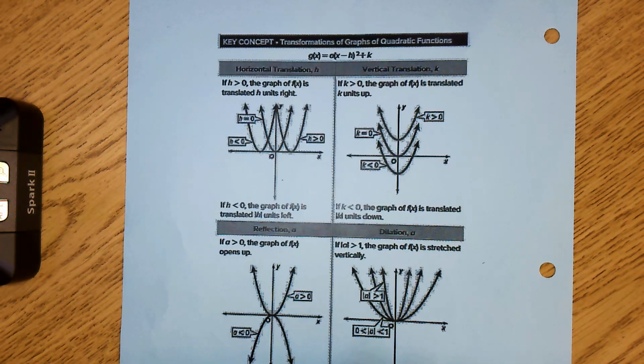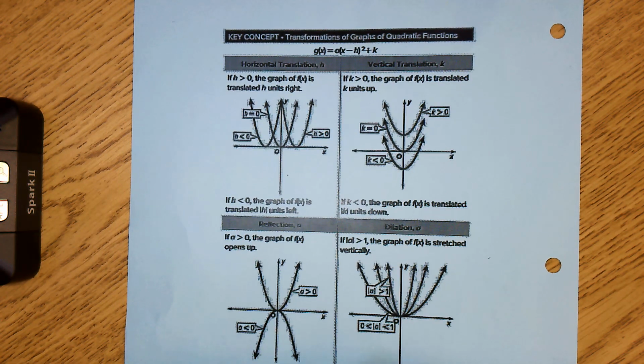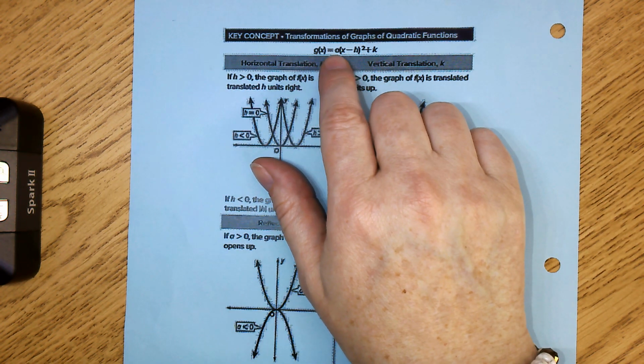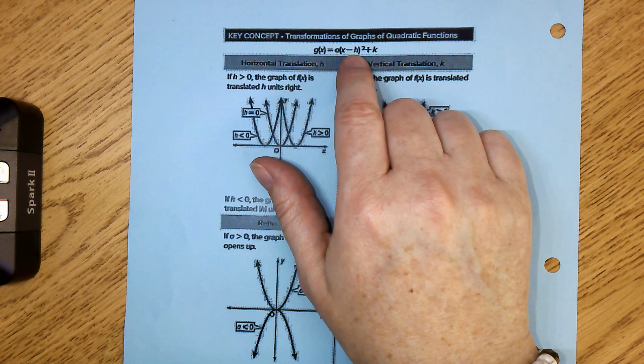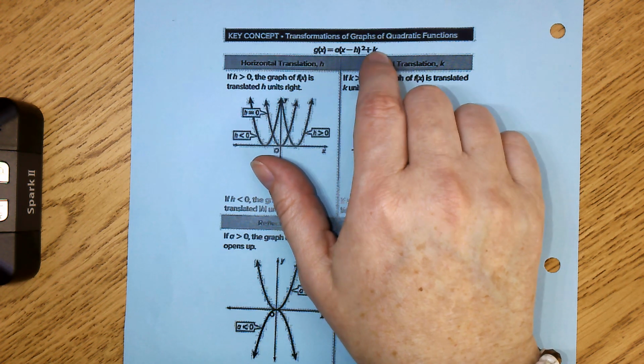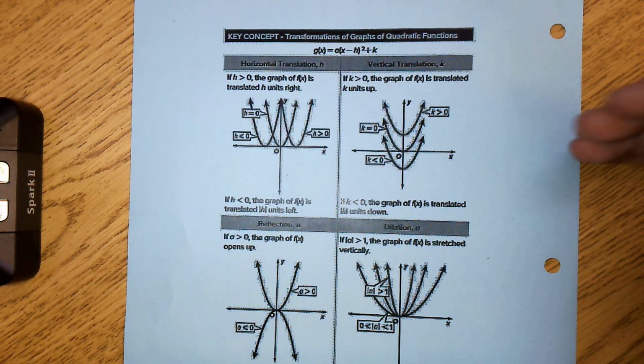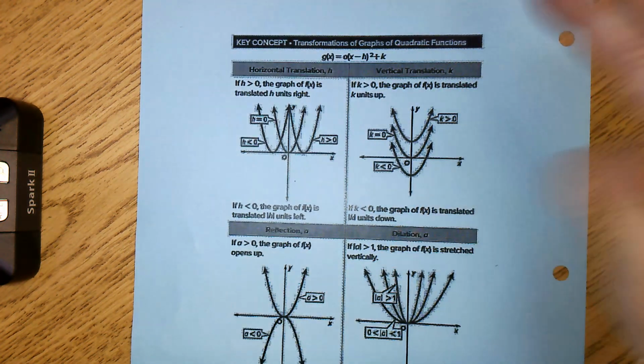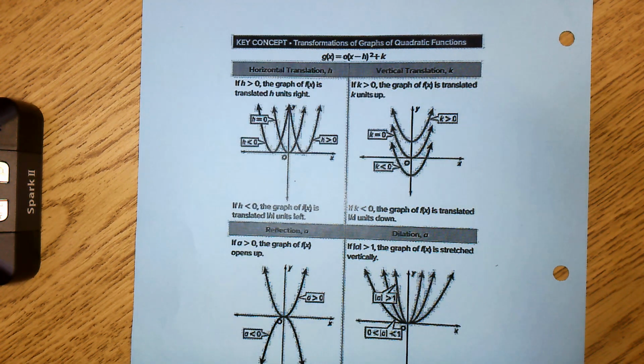So we have transformations of graphs of a quadratic, and we have an equation. It goes g of x equals a times the quantity of x minus h squared plus k. Now we've had h and k before. We had them when we had absolute value. So we're bringing them back, now for quadratic functions. We've had movement before.